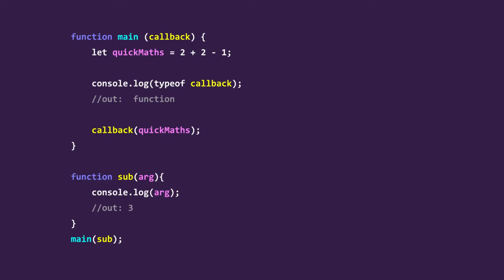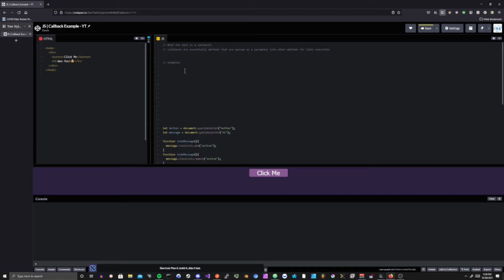Callbacks are essentially methods that get passed into the parameters of other methods for later execution. This is a great tool and essential for asynchronous programming. Alright, now let's make an example of a function that utilizes a callback.